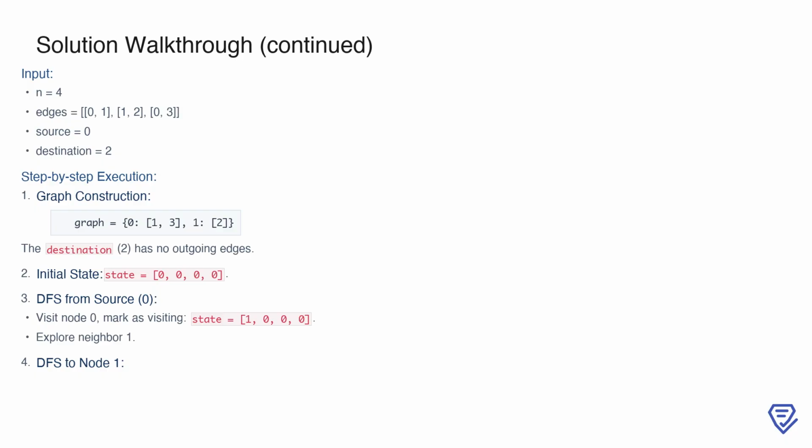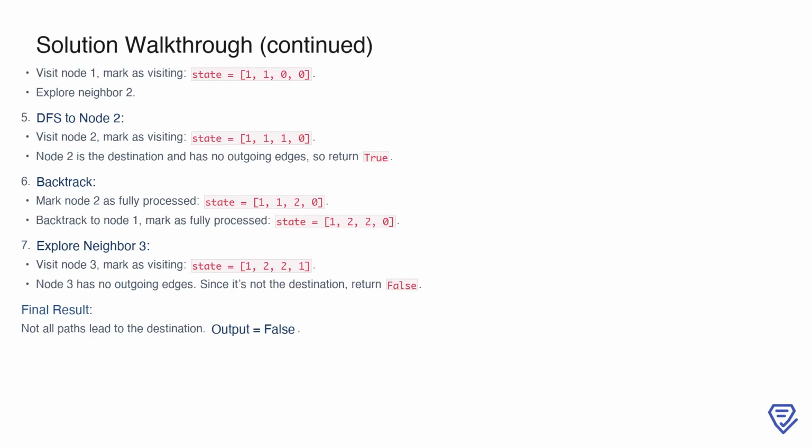We mark node 0 as visiting and explore one of its neighbors, node 1. From node 0, we visit node 1, marking it as visiting. Then, we proceed to explore node 1's neighbor, node 2. At node 2, we mark it as visiting and confirm that it is the destination with no outgoing edges. This path is valid, so we return true for this branch. We then backtrack, marking node 2 and node 1 as fully processed.